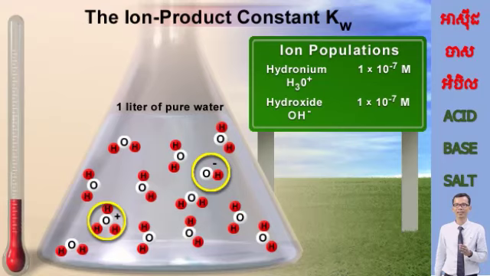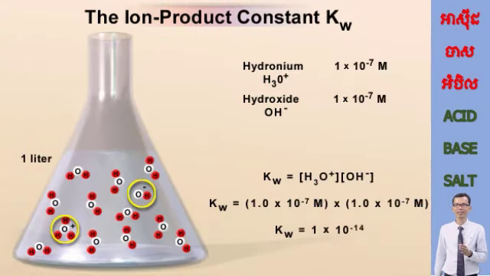In pure water, the only source of these ions is the self-ionization of water, so these two concentrations are equal. Experiments have shown that the molar concentration of each ion at 25 degrees Celsius is 1 × 10 to the -7th moles per liter. To determine the ion product constant for water, multiply the concentration of hydronium ions by the concentration of hydroxide ions.